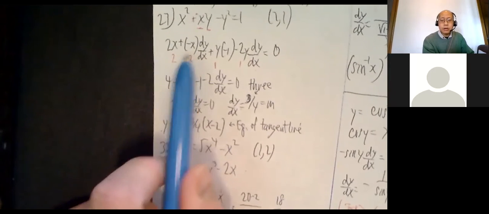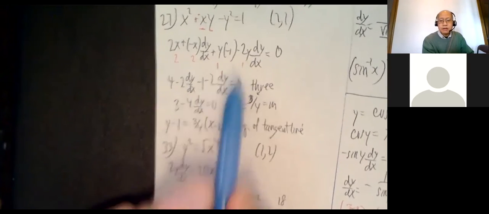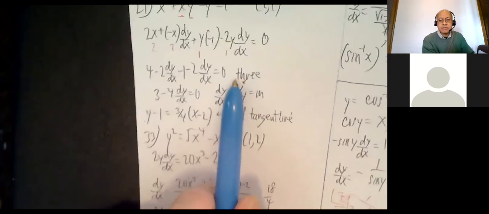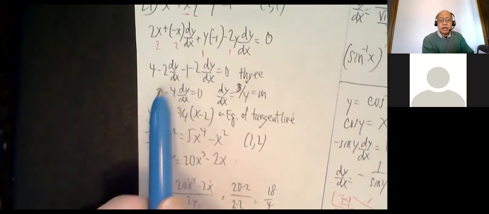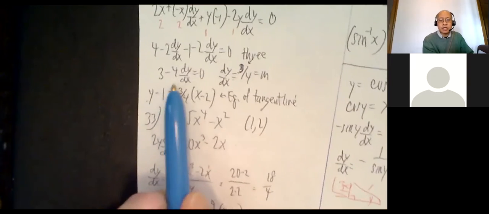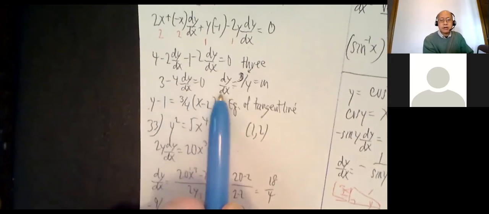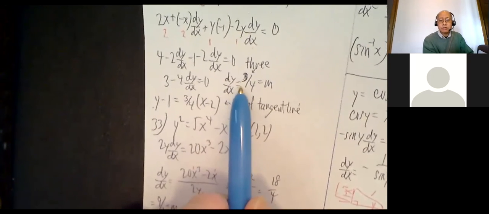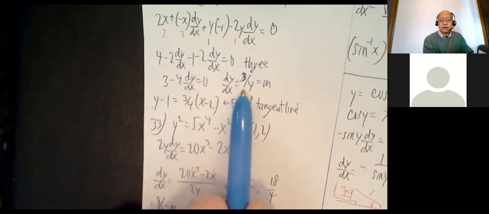So 2 times 2 is 4, plus negative 2 dy dx, plus negative 1, minus 2 dy dx equals 0. That's a little bit easier. So 4 minus 1 is 3, negative 2 dy dx and another negative 2 dy dx is negative 4 dy dx. A little bit of algebra: dy dx is 3 over 4. I divide by 4. So the slope dy dx is 3 fourths.